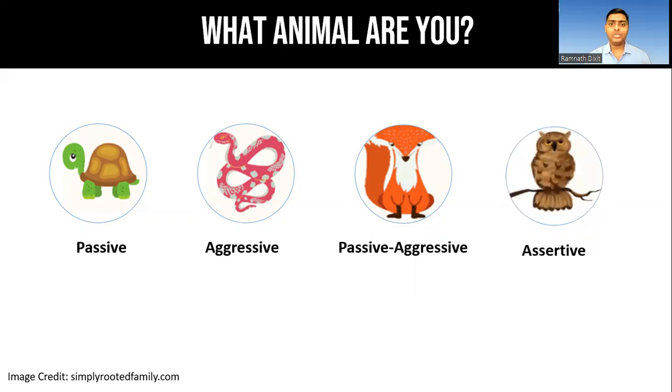But last but not the least, you want to be a wise owl. You want to be assertive. You want to say what you want to say, and in the best possible manner, while being considerate, empathetic about the ideas and thoughts of other people. Okay, so these are the four animals. The turtle is the passive, the snake is aggressive, the fox is passive aggressive, and then you have the wise owl, which represents assertive communication.